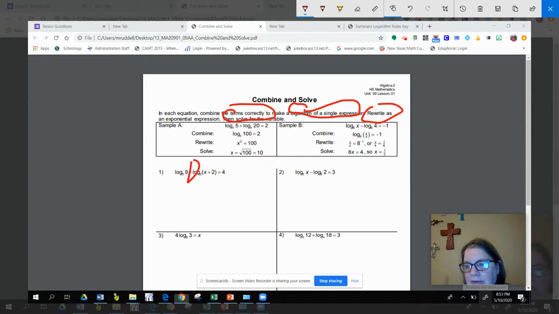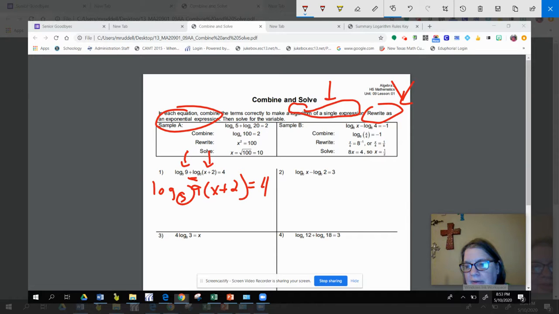What goes with add? Multiply. So what are we going to multiply? We're going to multiply the 9 and the x plus 2. So when we write this as a single expression, we have log base 3 of 9 times x plus 2 equals 4. What does the next thing say to do? Rewrite as an exponential expression.